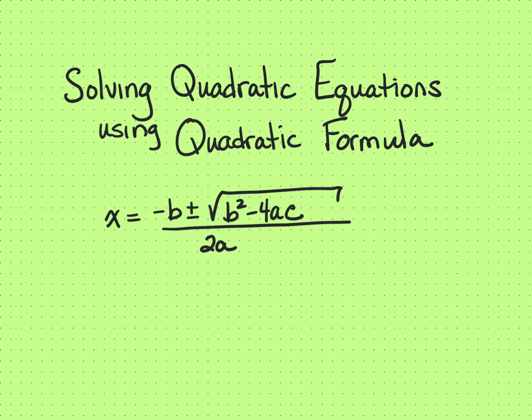This video is about solving quadratic equations using the method of the quadratic formula. The quadratic formula is x equals negative b plus or minus the square root of b squared minus 4ac all over 2a. These a, b's, and c's come from a quadratic in standard form, ax squared plus bx plus c equaling 0.